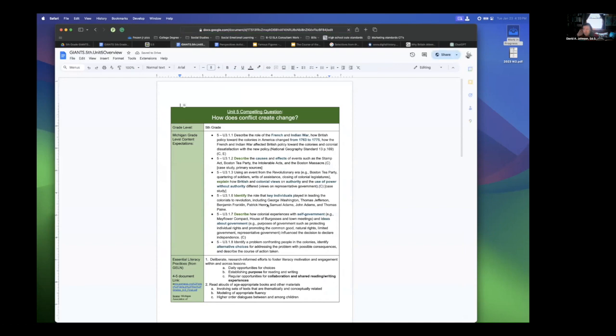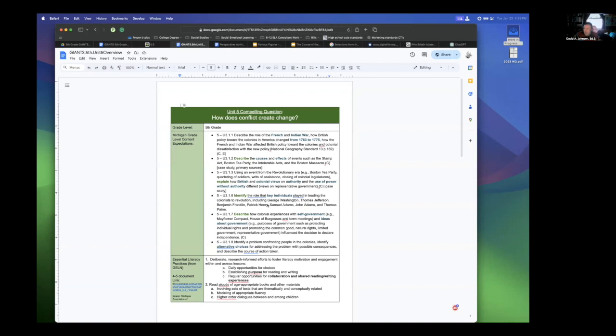Our compelling question for this unit is centered around how does conflict create change? And you could almost lift this compelling question and put it smack dab in the Revolutionary War as well. We use a slightly different question in the next unit, but in the next 2 units, our compelling questions are really about change and how conflict can sometimes breed change. And these are 2 fairly big conflicts that we're going to look at both in this unit and next that had a lot of repercussions for us even through to today.